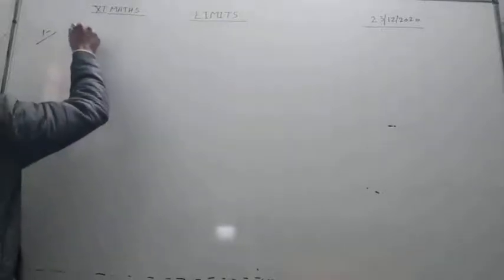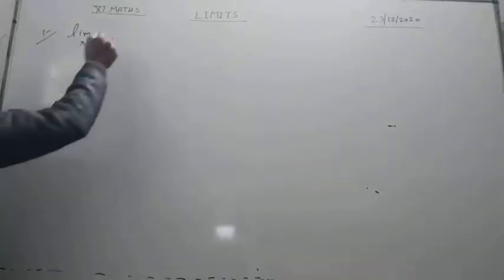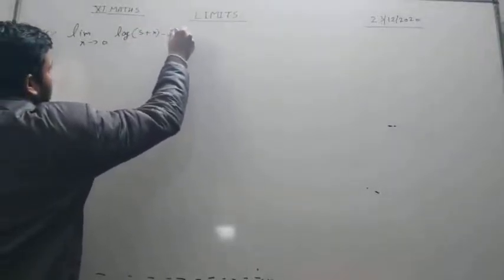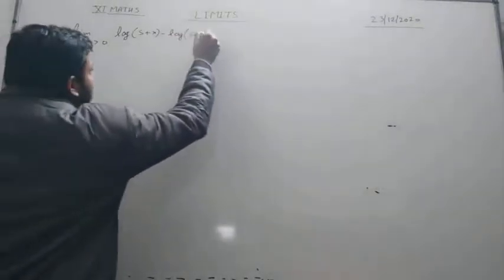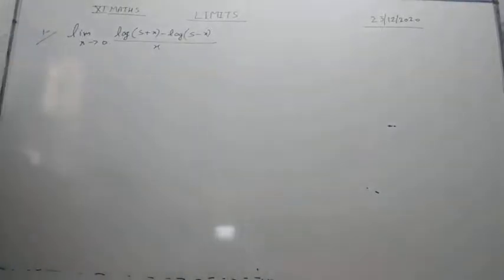First question is: limit x tends to 0 of log(5 plus x) minus log(5 minus x), divided by x. Okay, students. So limit x tends to 0, log(5 plus x) minus log(5 minus x) by x. This is our question and we have to find the limit.